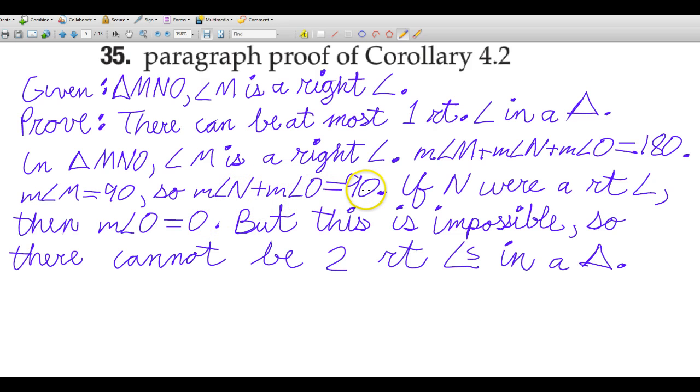angle O equals 90. And let's just say that N was also a right angle. So if N were a right angle, and we substitute a 90 in here, then the measure of angle O is equal to 0. But this is impossible, so there cannot be 2 right angles in a triangle.